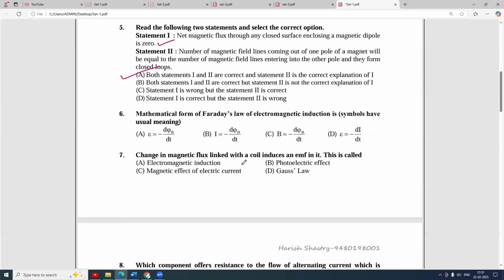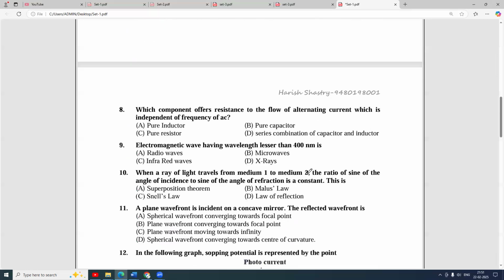Mathematical form of Faraday's law. So E is equal to minus d phi by dt. You know it. Change in magnetic flux linked with a coil induces an EMF in it. This is called electromagnetic induction. So rate of change of magnetic flux induces an EMF.